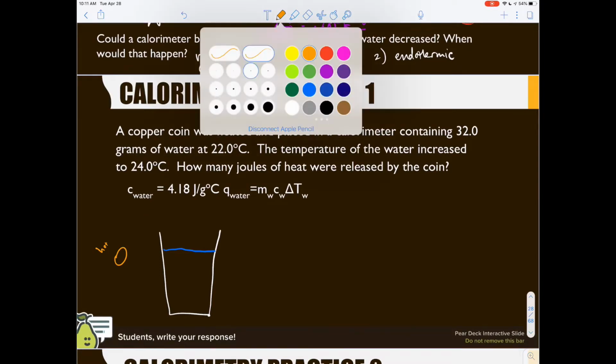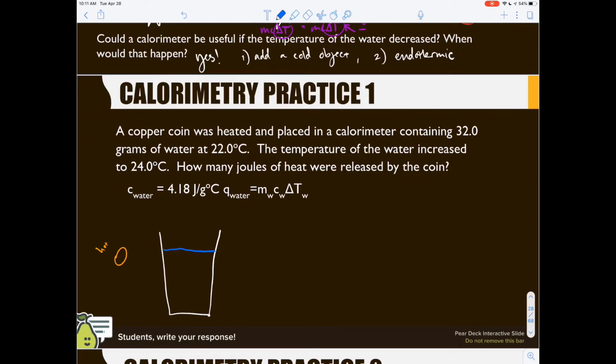that's being heated, okay? I'm going to write hot. It's placed in a calorimeter containing 32 grams of water at 22 degrees Celsius. Okay, and I'm going to write initial temperature here just to be really clear. Okay, the temperature of the water increased to 24 degrees. So this coin went in here and it heated the water. Okay, TF was 24.0 degrees Celsius. Okay, it's asking how many joules of heat were released by the coin.